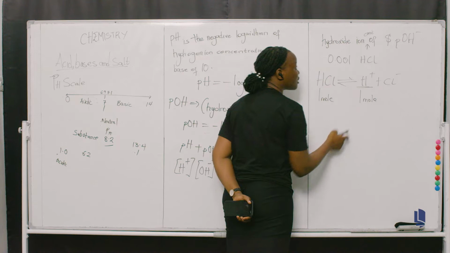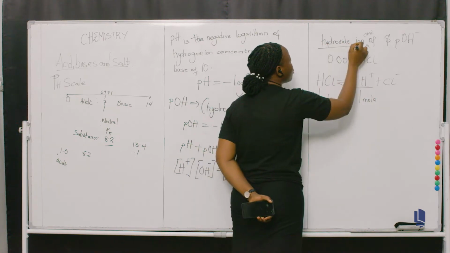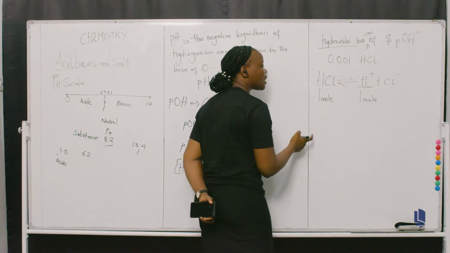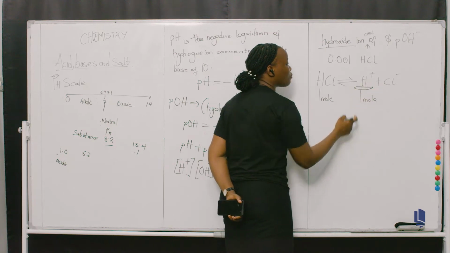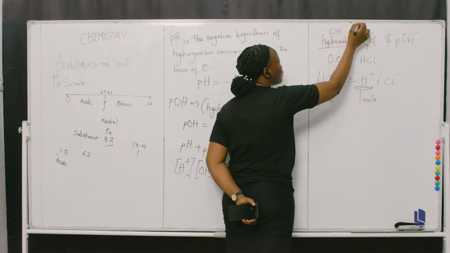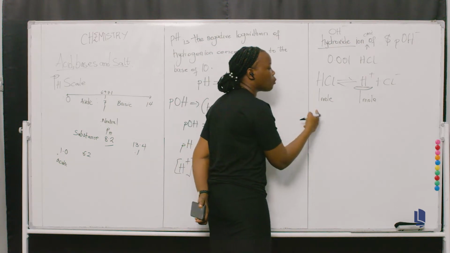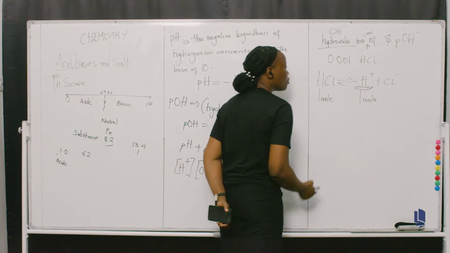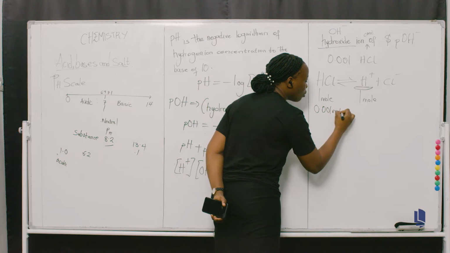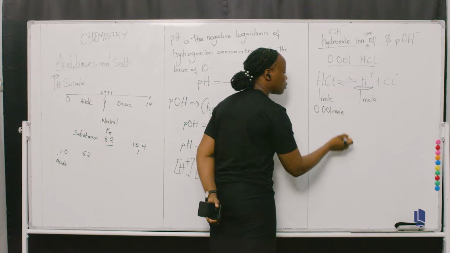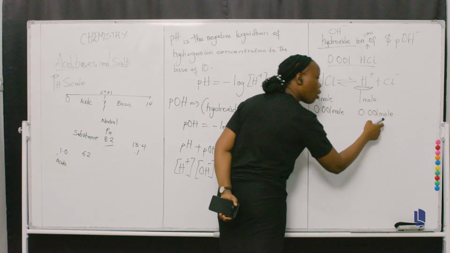And this is the hydrogen ion here. But our question is hydroxide. So here, we can determine that of H plus, and from H plus we get OH minus. So we know that 1 mole of HCl will give 1 mole of hydrogen ion. So I can say that 0.001 mole of HCl, which was given in the question, would also be 0.001 mole of H plus.